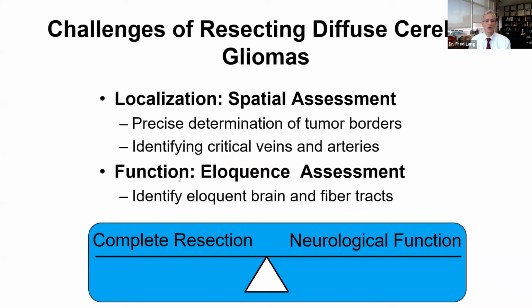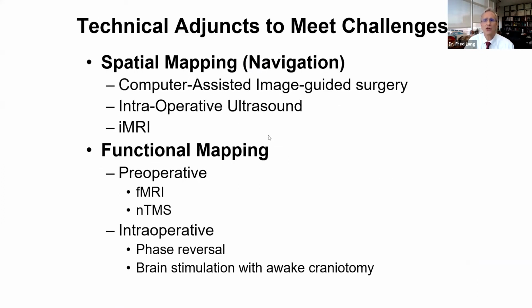And the second thing we have to do is a functional map, because as I said, these tumors are non-enhancing. You can have infiltrating tumor cells amongst the normal brain, and therefore we have to identify eloquent brain and the fiber tracts. Now we have a large number of surgical adjuncts to meet this goal. For spatial assessment, we can use computer-assisted image-guided surgery and intraoperative ultrasound. We also have intraoperative MRI, as many institutions have that capability. Most importantly, we can perform functional mapping to identify normal eloquent brain.